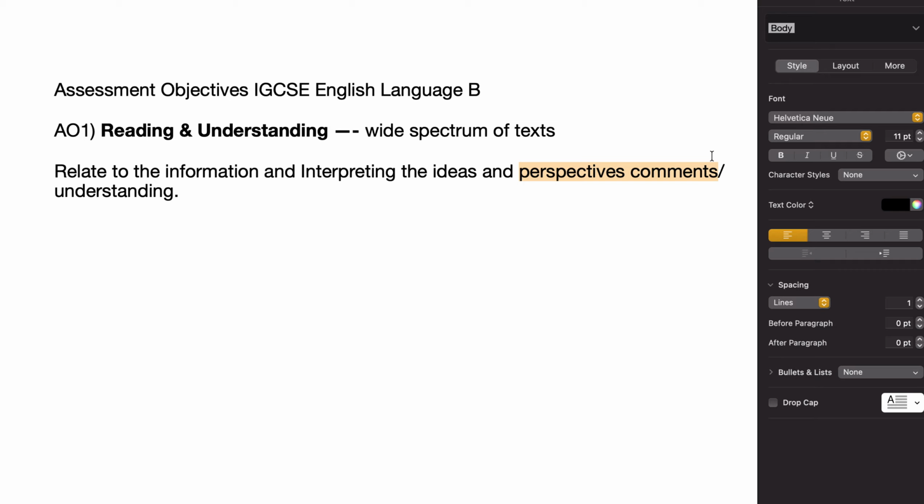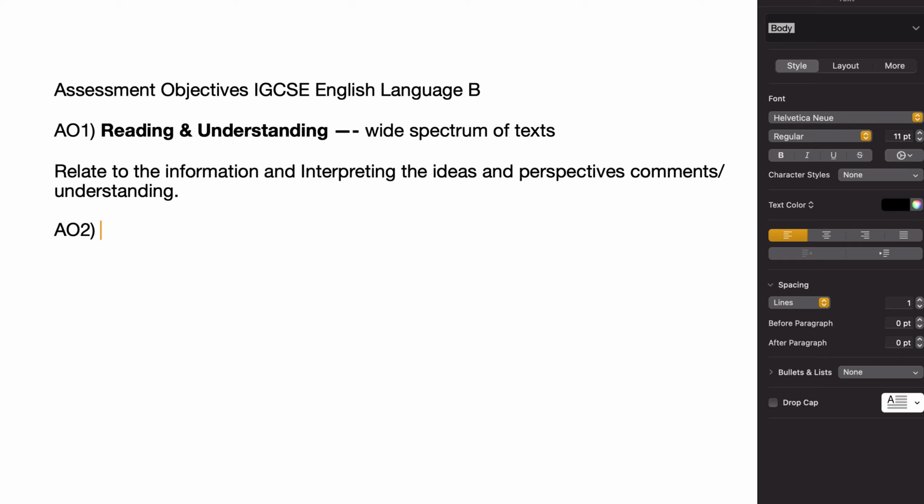If you don't understand what the writer said, especially when it comes to different words, and this is linked with assessment objective 4, I believe, reading, yes, 4. We're going to go into that as well. But if you don't understand those words and whatnot, your perspective comments are simply not going to make sense. So understand. That's that.